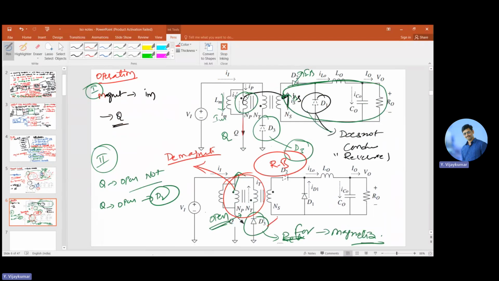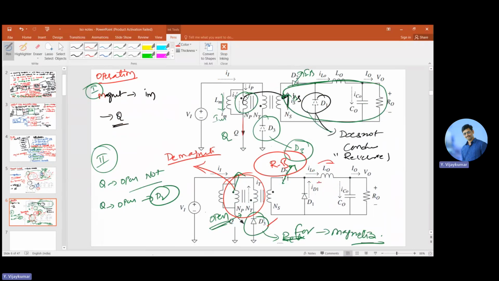Now it's fine. But there is also some amount of energy stored in the inductor L naught. During normal operation, it acts with a positive and negative polarity, but when Q is off, D2 will be open circuit. Now this inductor L naught will maintain the current direction the same, but it will change its polarities.